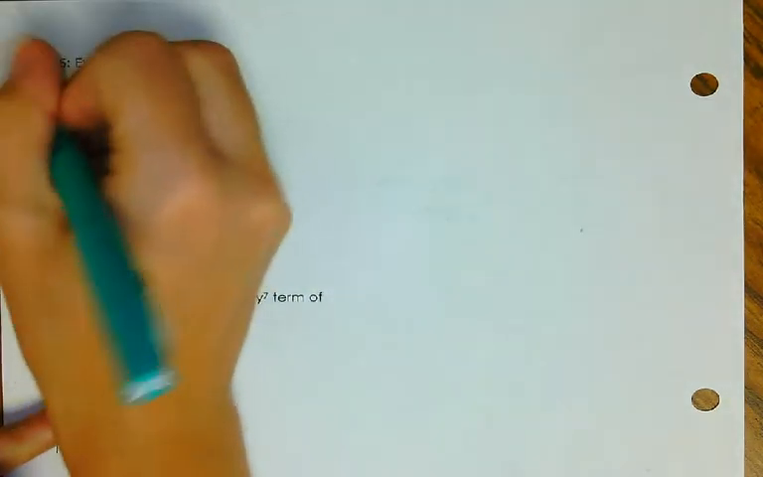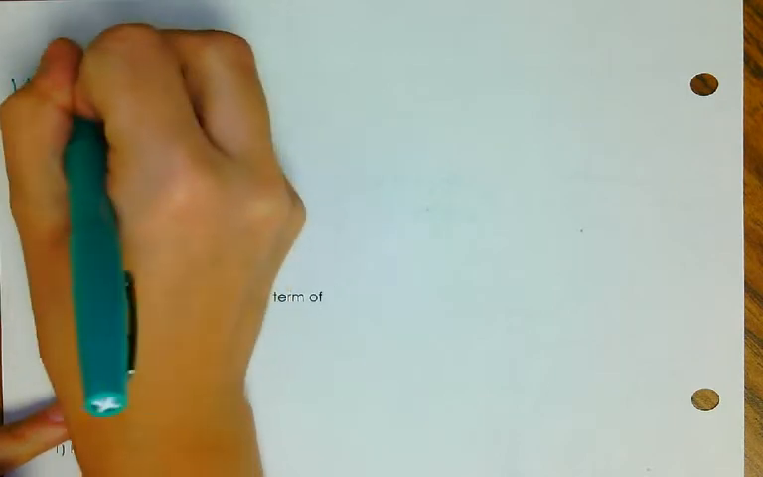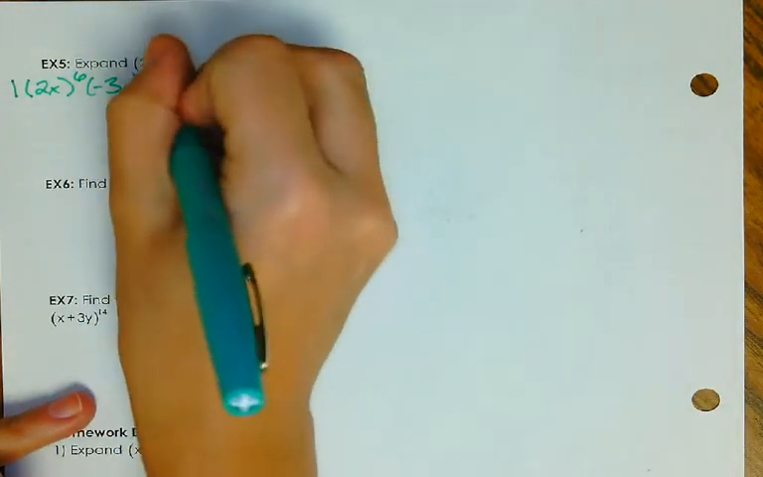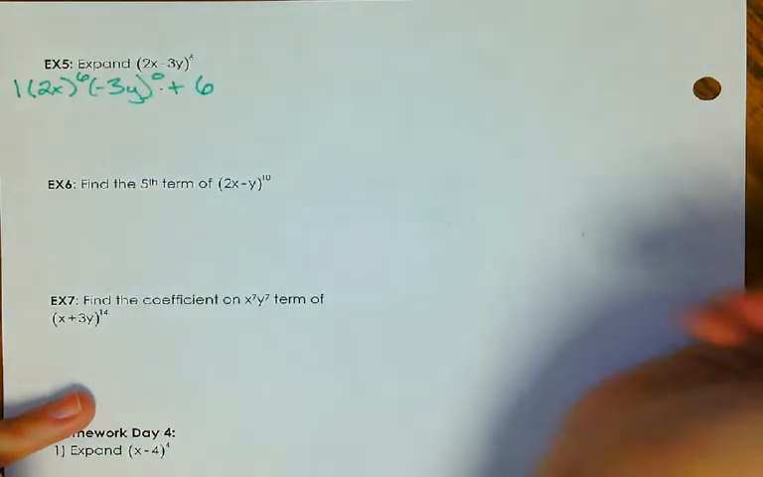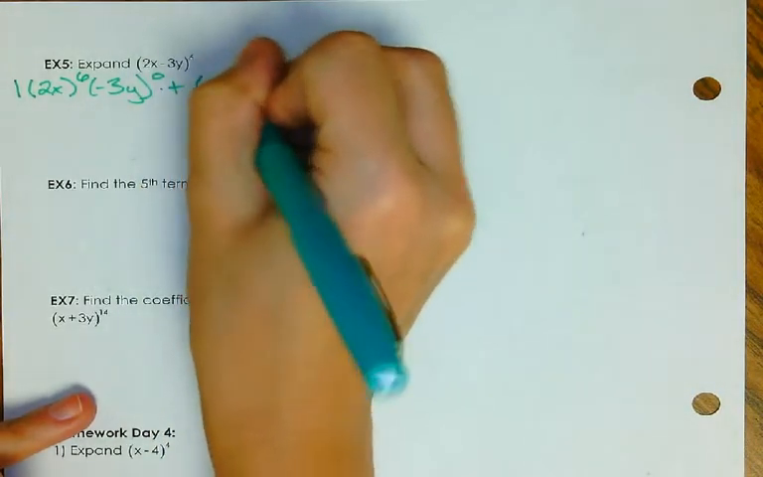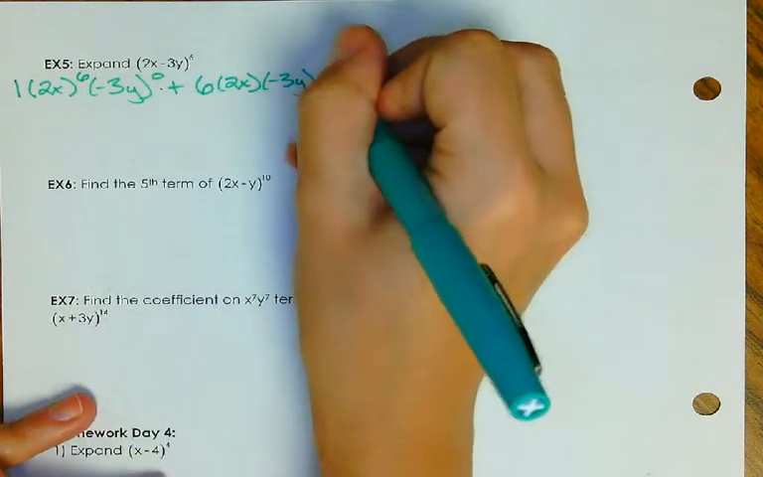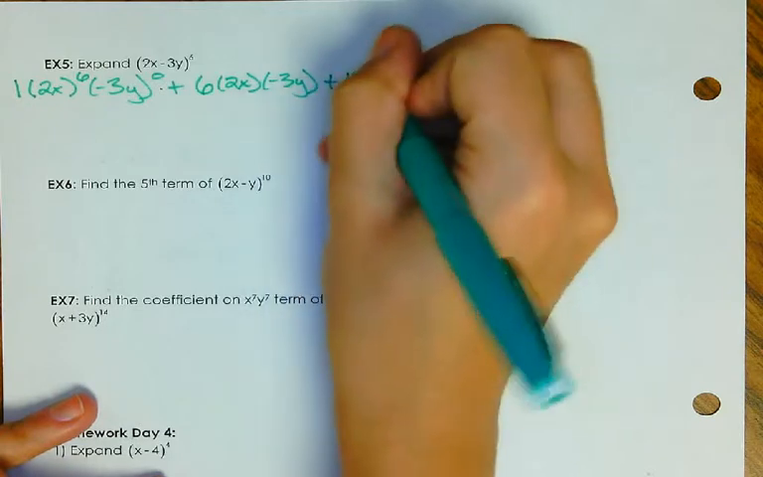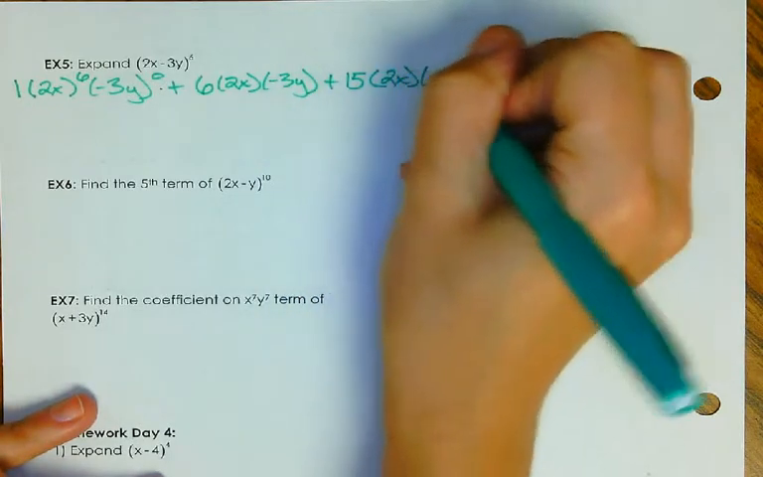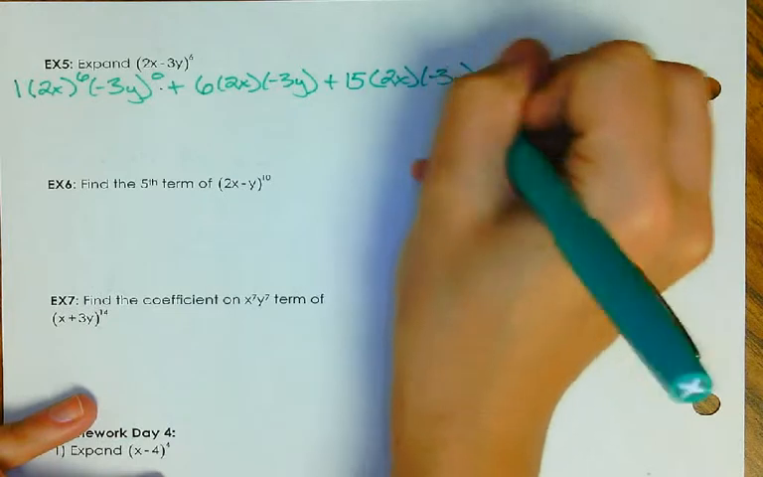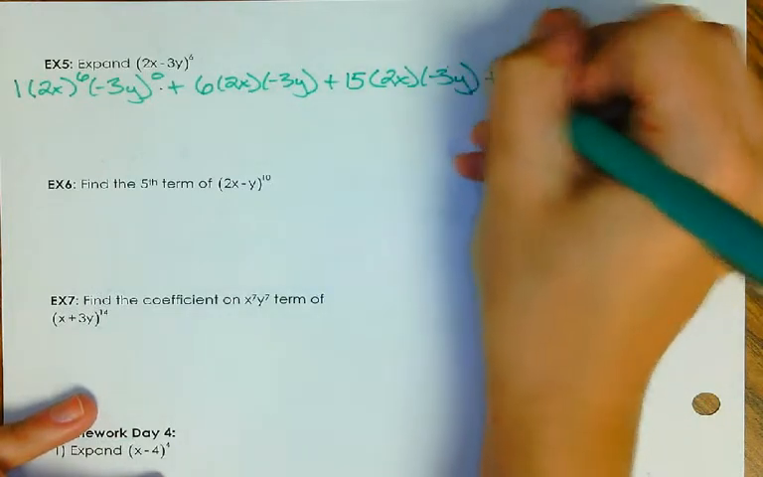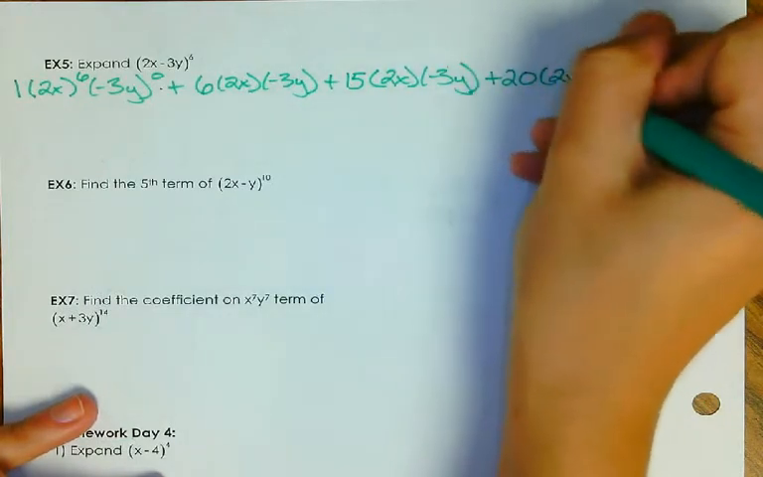So I'm going to do the setup for this one. So 1, and then in parentheses it's going to be 2x, to the 6th, negative 3y, and that'll be to the 0. Again, if you like the pattern way, plus, and then the next coefficient from Pascal's was 6. And then I put each of those in parentheses. Make sure you're watching that negative there. And then plus 15, each one in parentheses. And then 20, each one in parentheses.